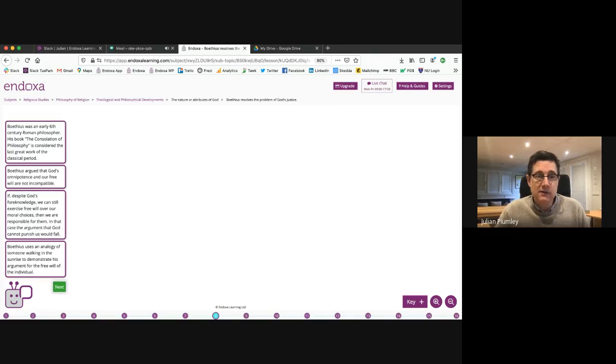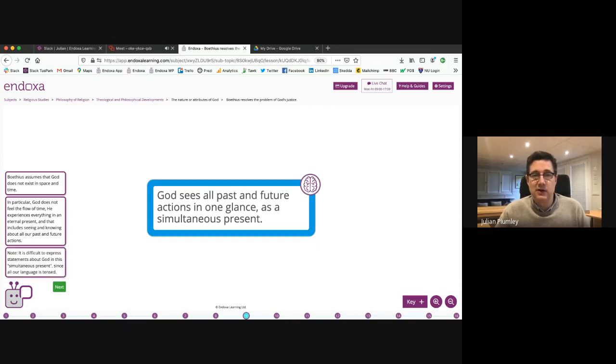And if I just go forwards one step, we can make this very concrete. This is his premise, that God experiences time differently from us. God sees all past and future actions in one glance, so as a simultaneous present. So past and future actions in the world, everything that humans are doing or anything else, at the same time. So God's eternity is a simultaneous present.